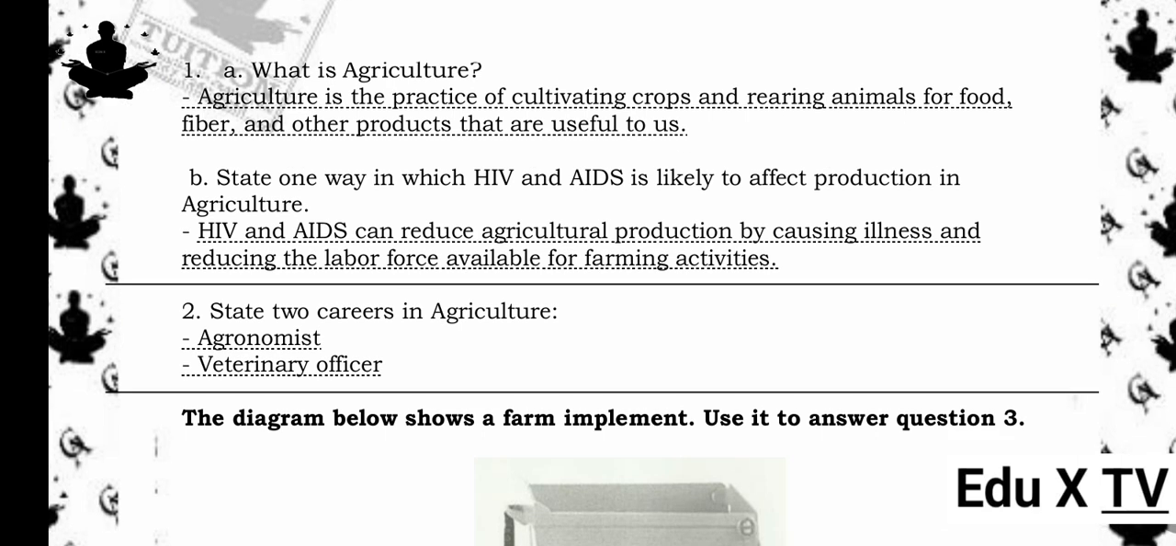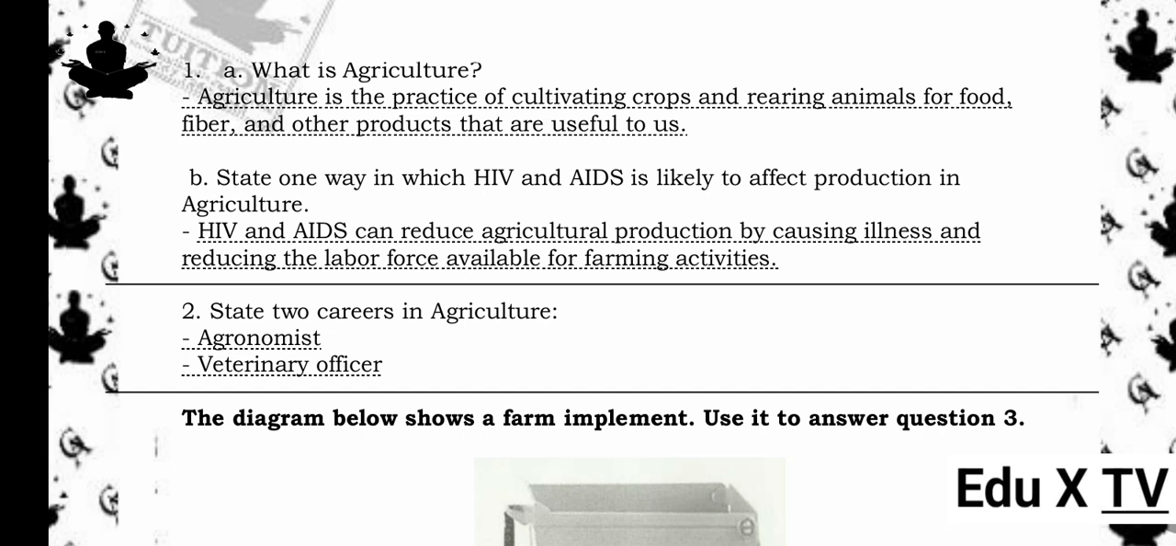1. A. What is agriculture? Agriculture is the practice of cultivating crops and rearing animals for food, fiber, and other products that are useful to us. B. State one way in which HIV and AIDS is likely to affect production in agriculture. HIV and AIDS can reduce agricultural production by causing illness and reducing the labor force available for farming activities.